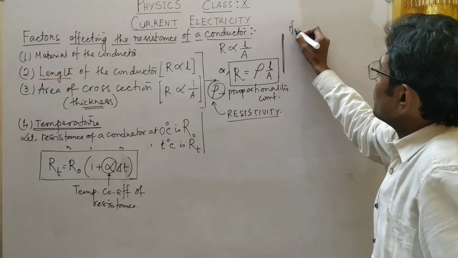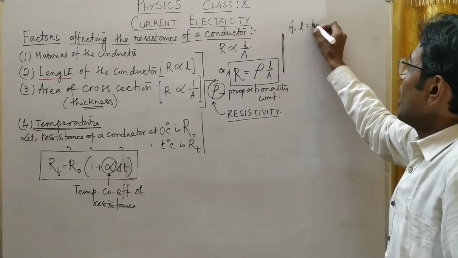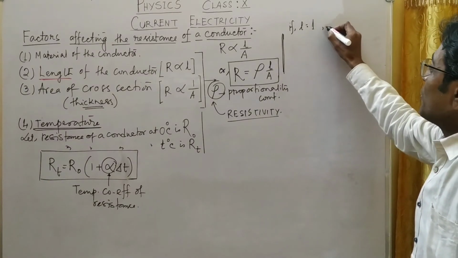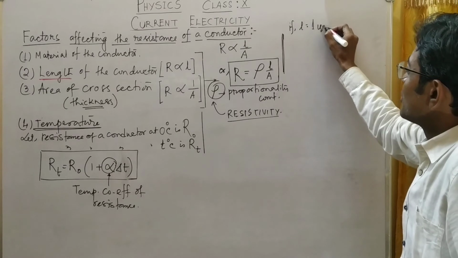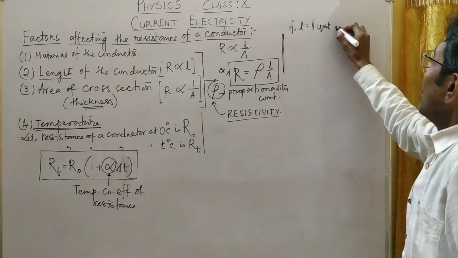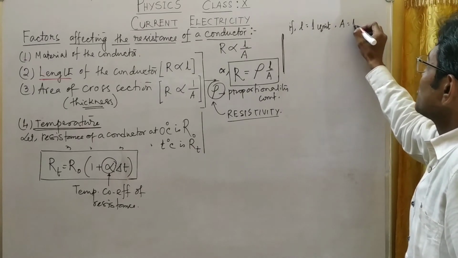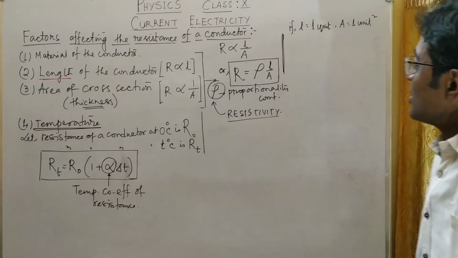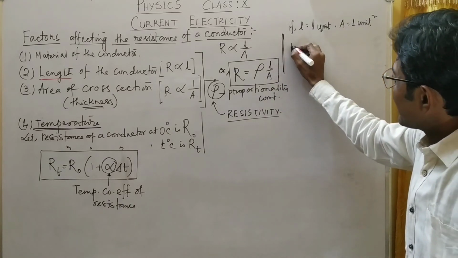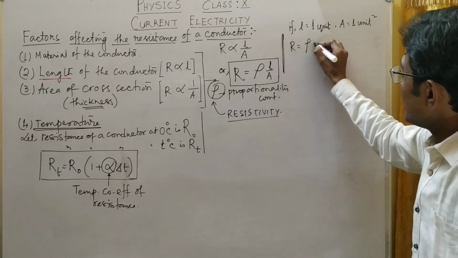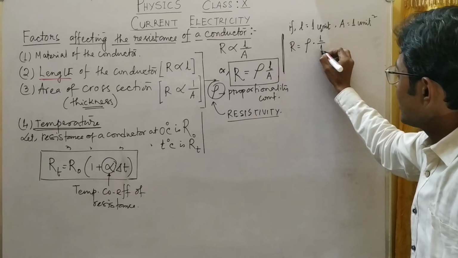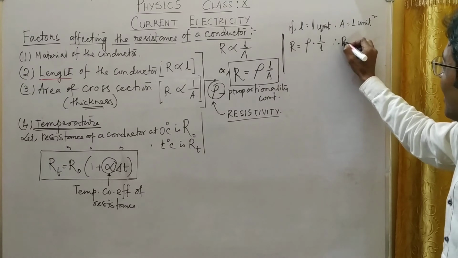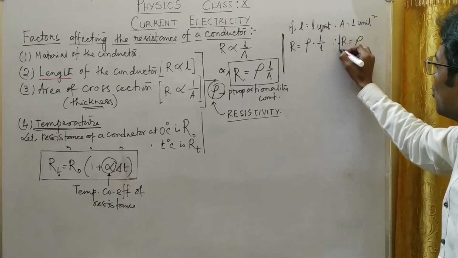If I assume L equals 1, it might be 1 centimeter, 1 meter, anything, and the area of cross section is 1 unit square. Then in this relation, R equals rho into 1 by 1. This is 1, this is 1. So therefore I can write R equals rho.